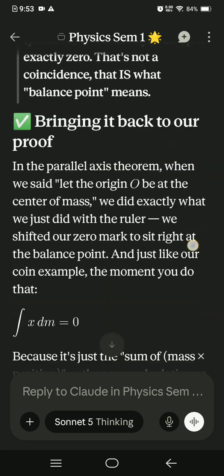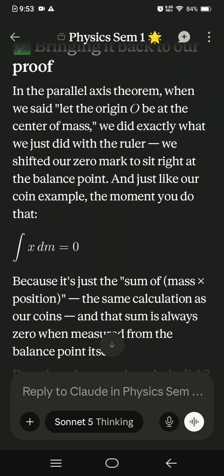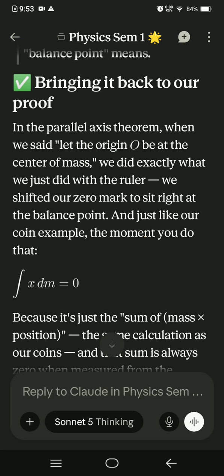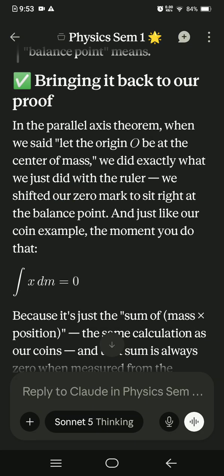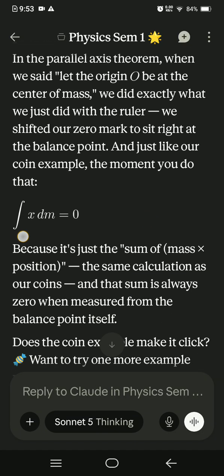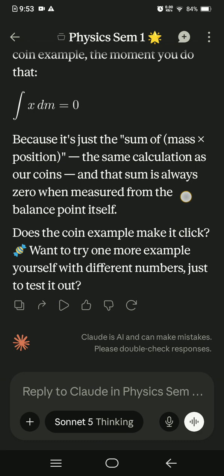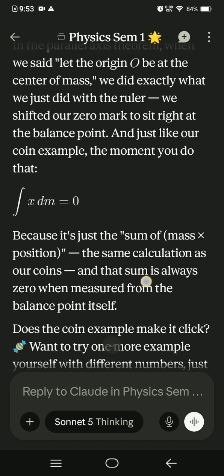So bringing it back to the proof, that is why in the parallel axis theorem, when we said let the origin O be at the center of mass, we did exactly what we just did with the ruler. We shifted our 0 mark to sit right at the balance point. And just like our coin example, the moment you do that, this equals 0, and that's it. I hope everything is clear to you too.